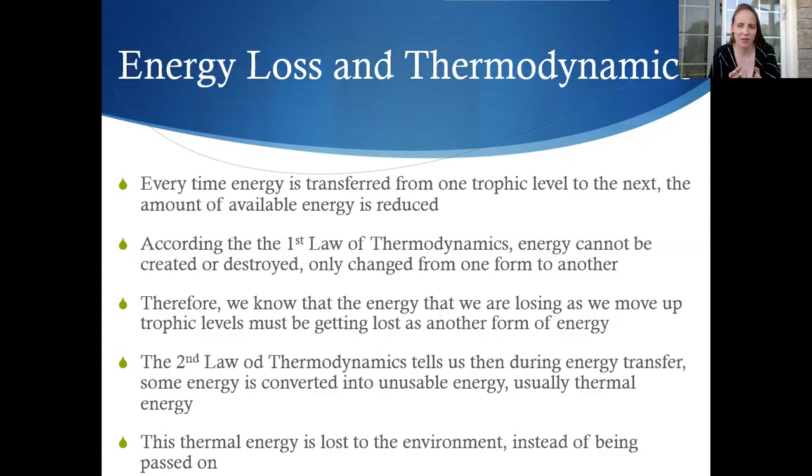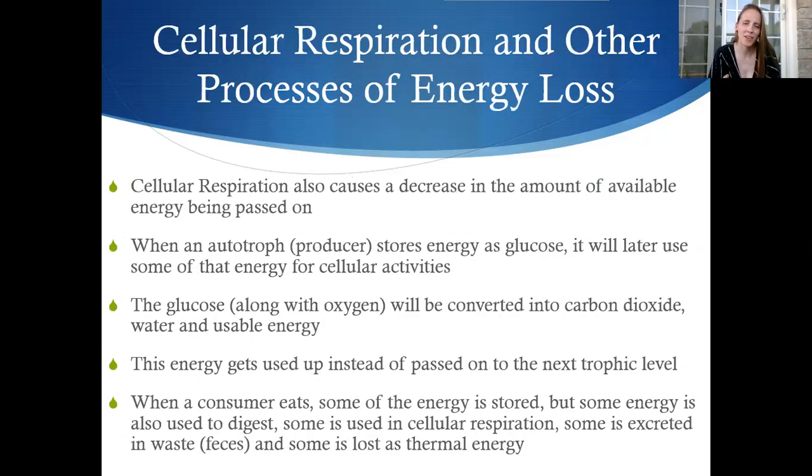Some of that stored chemical energy, which is the useful energy, is not going to be passed on. During that energy transfer, a lot of the energy is lost as useless energy, usually thermal energy or heat that gets dissipated out to the environment. Cellular respiration is also a reason why not all of the energy gets passed on. So cellular respiration is essentially when organisms take glucose and convert it into ATP energy, which is the type of energy cells can actually use.